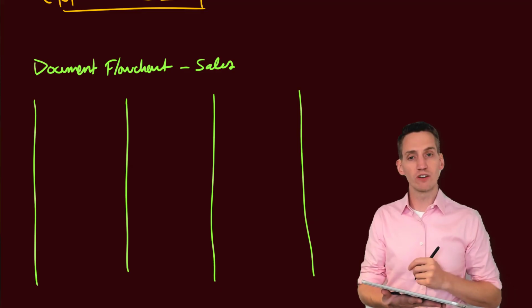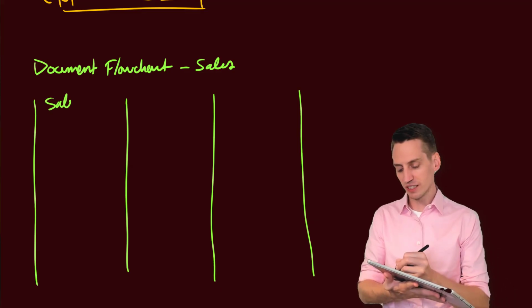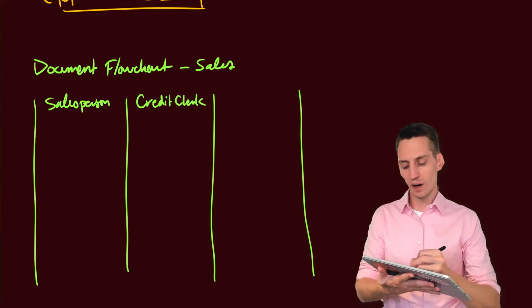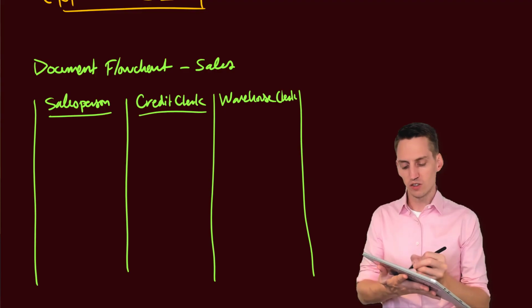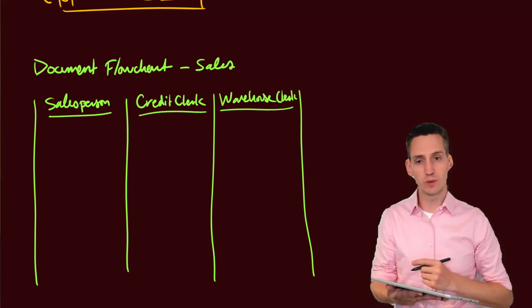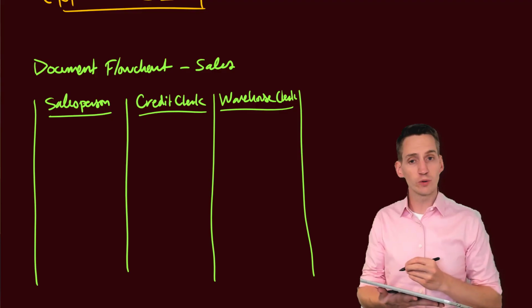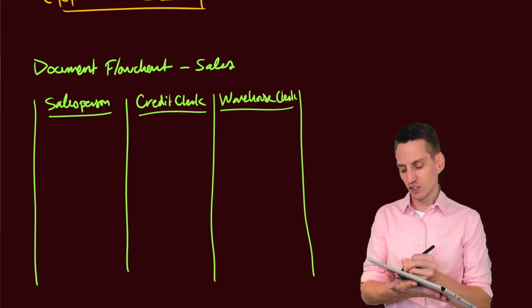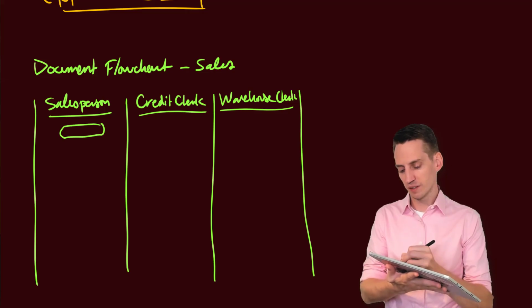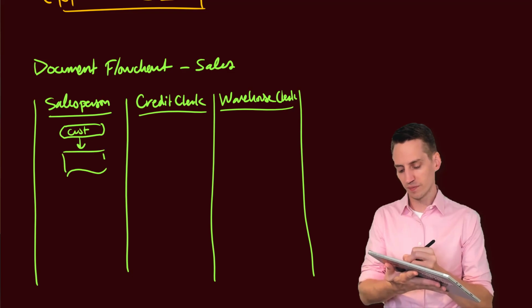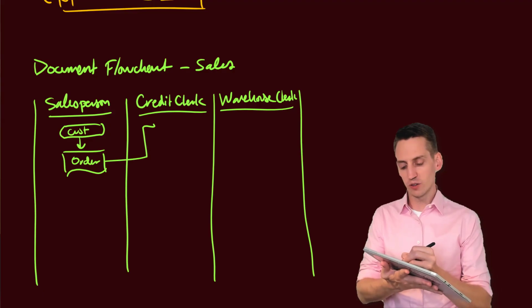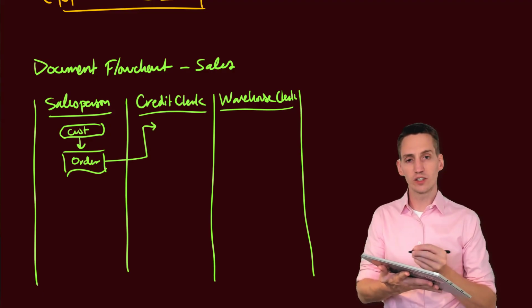So I have three people involved in the sales process. I have a salesperson, I have a credit clerk, and I have a warehouse clerk. So I'm going to identify the responsibility at the top of these swim lanes, and then we're going to go through a process of the documents related to the order. So I'm going to start with a terminator. My customer is going to send me an order that I'm going to record on a document. With this order, I'm going to send it over to the credit department to check the credit.